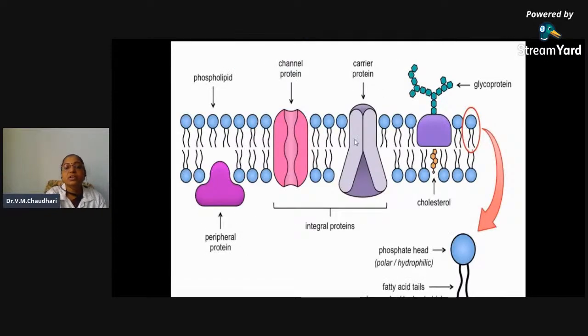Okay, so this is the structure of the membrane, lipid and protein. These are the peripheral proteins present outside of the membrane.